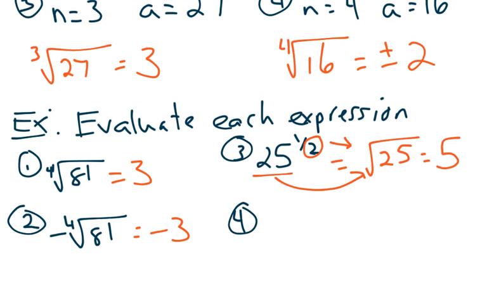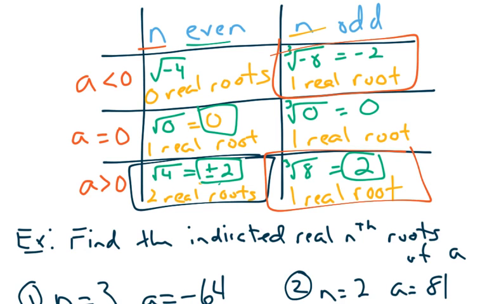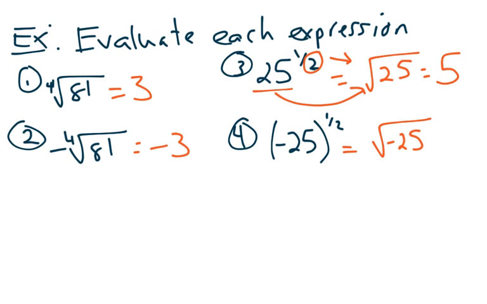And then lastly, number 4, negative 25 to the 1/2 power. It's important that negative 25 is in parentheses. Okay, so again, we'll turn this into radical form. Negative 25 is my base, so that goes underneath. So now we're looking for the square root of negative 25. This goes back to square root, negative number, no real roots. So if you get a problem like this, your answer here is not possible. There is no answer. There's no real number that, if you take it times itself, you get negative 25.